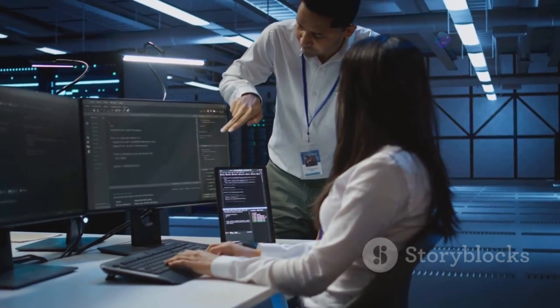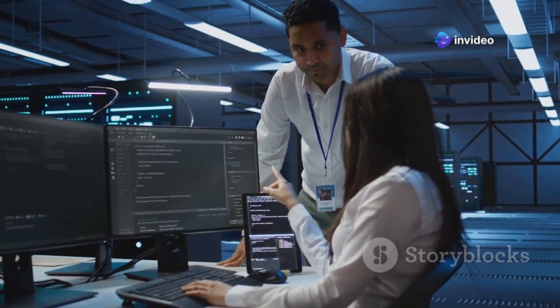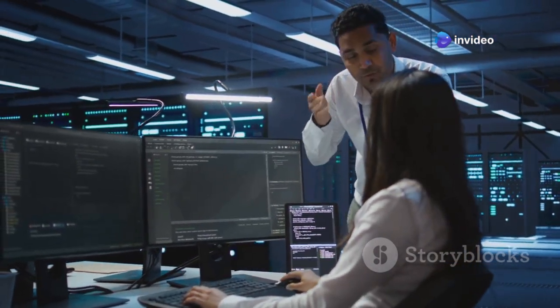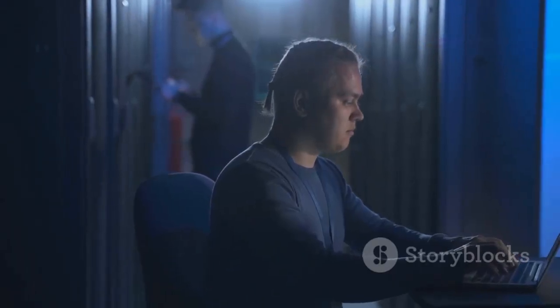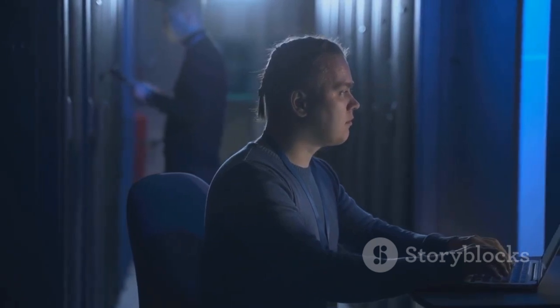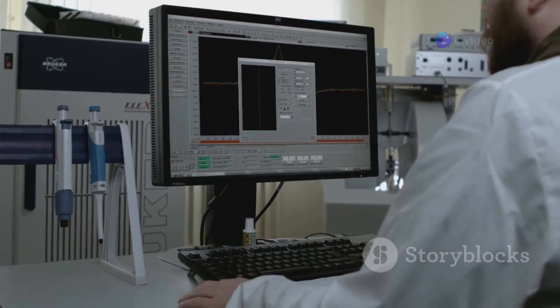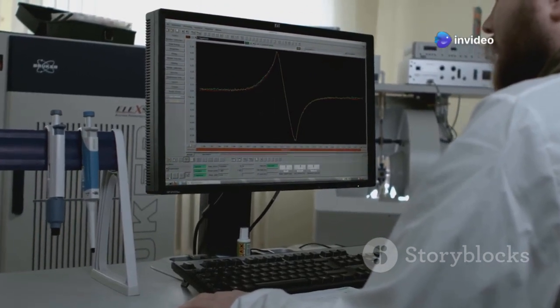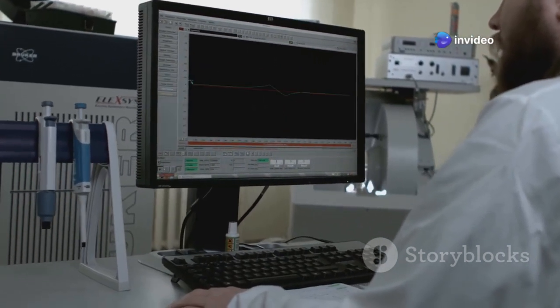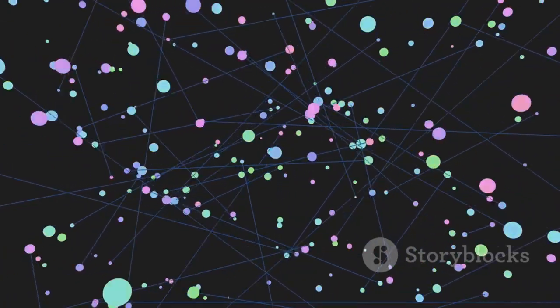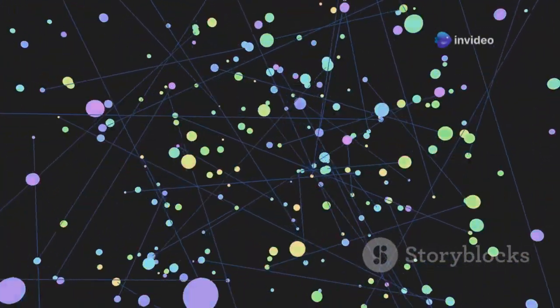Pinecone, Weaviate, Faiss. These are some of the names whispered in hushed tones by those who work with these powerful tools. They are the keepers of our embeddings, enabling us to navigate the vast sea of information with ease. When we pose a question, a query, it's like sending a probe into this archive. The database searches for the nearest neighbors, the embeddings most similar to our query. It's a cosmic dance of similarity where the closest matches rise to the top.